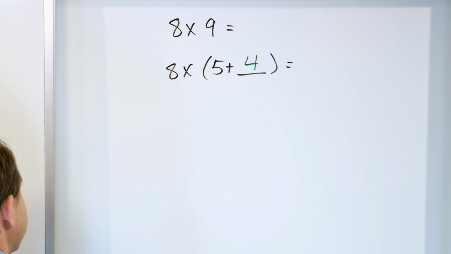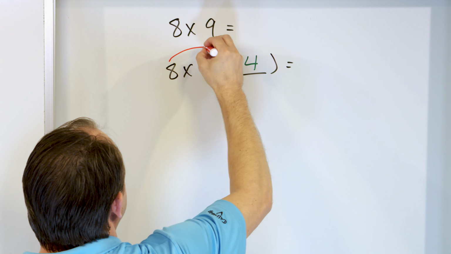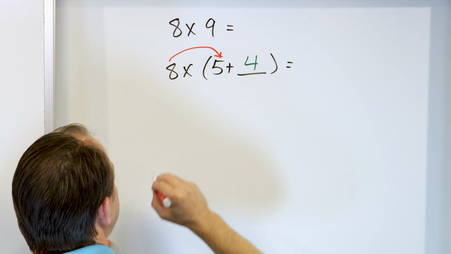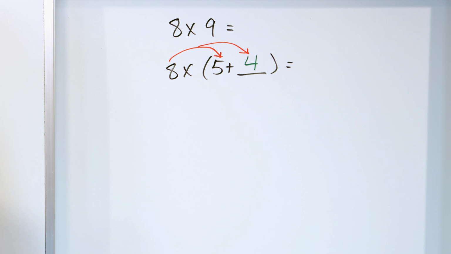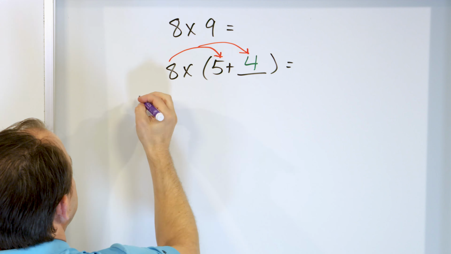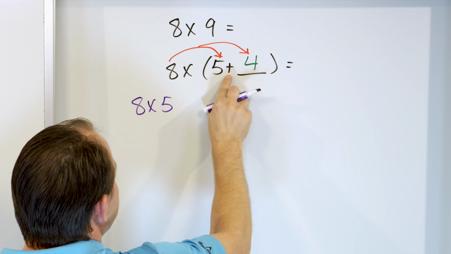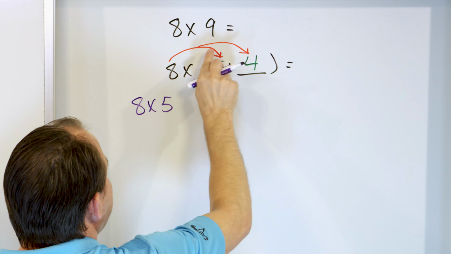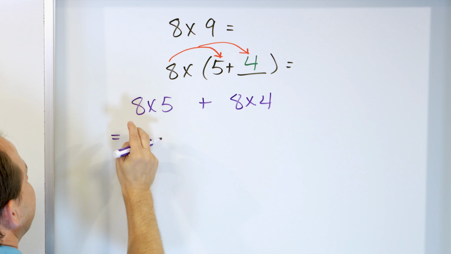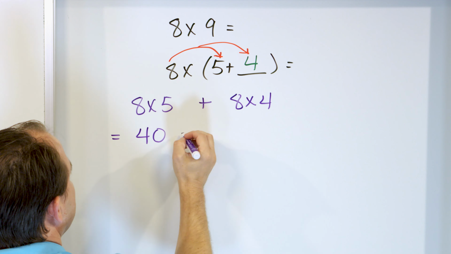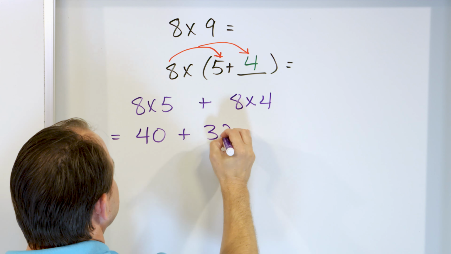So now that I have something multiplied on the outside of a parenthesis, this 8 goes and multiplies times the 5, and then it also goes in and multiplies times the 4. So what I have is 8 times 5, but then I have a plus sign still here, and then 8 times 4. All right, so for multiplication, 8 times 5 is 40, and 8 times 4 is, from the multiplication tables, 32.